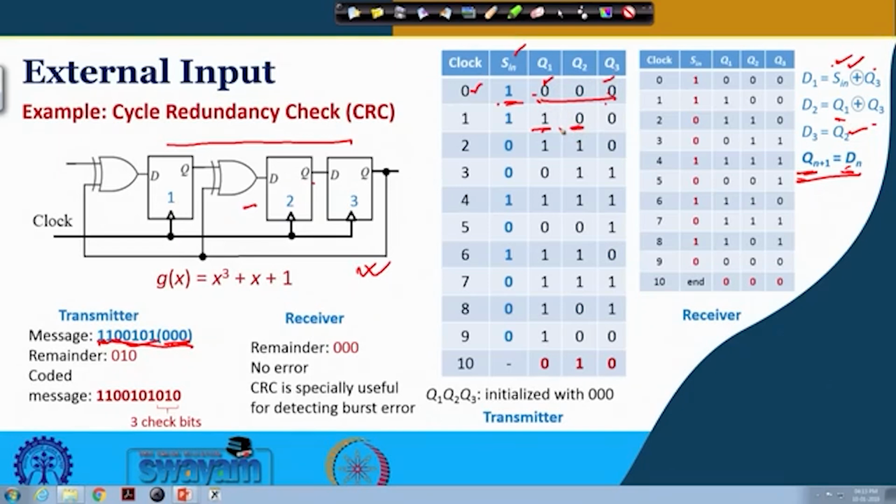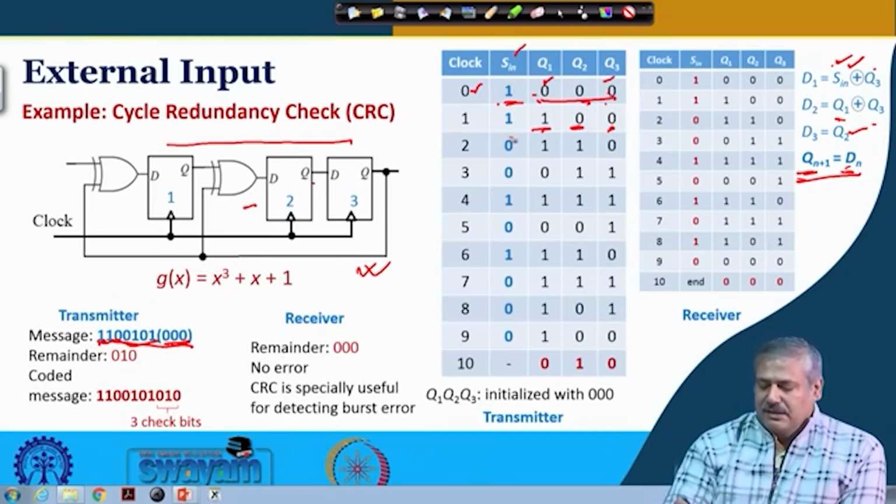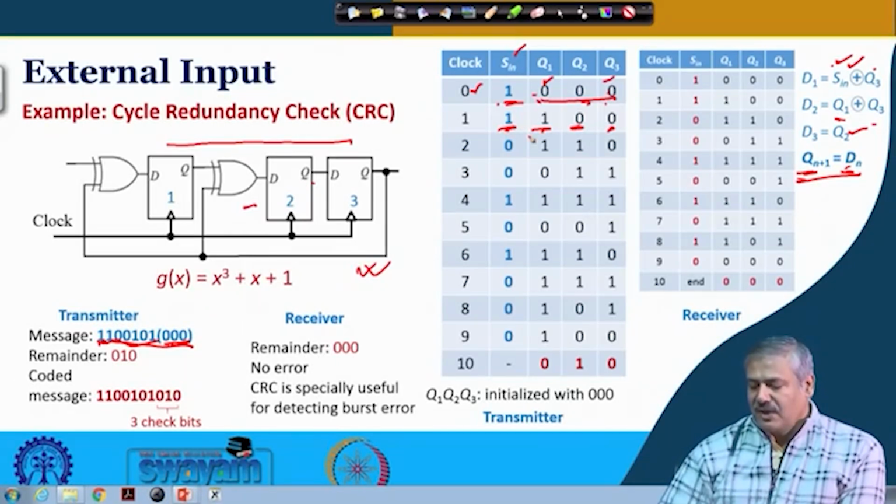So, next clock it becomes 0, and what will Q3 get? Q3 will get whatever is there in D3, and D3 gets Q2. So, next value will be 1 0 0. After that 1 comes as the serial input. So, serial in and Q3 are 1 and 0. So, 1 comes here.